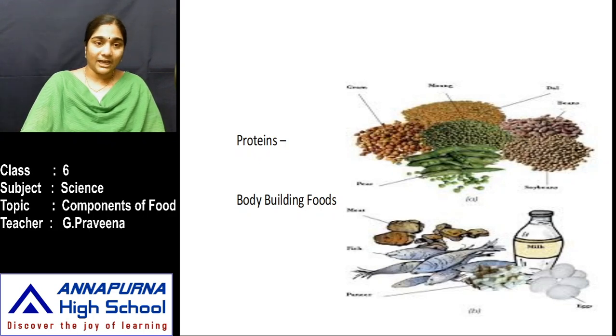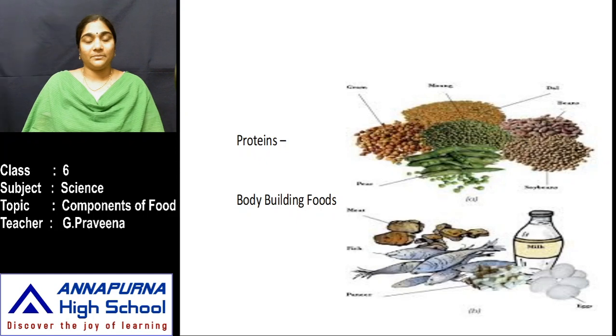When going to the animal sources, such as fish, milk, egg or meat, so all these are the animal sources, or paneer, these consist of major amounts of proteins in them. So proteins are called the body building foods that should be included in your diet.